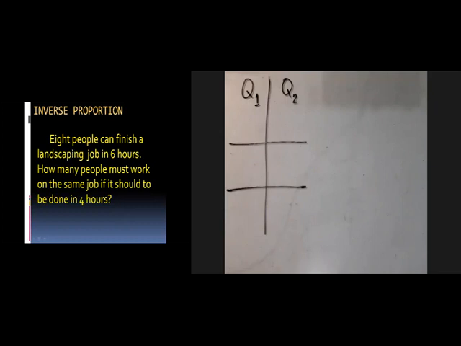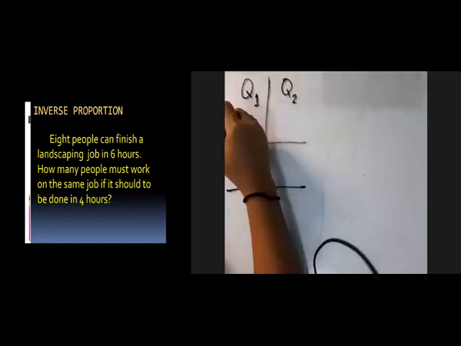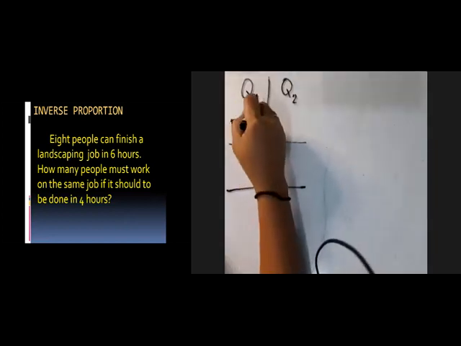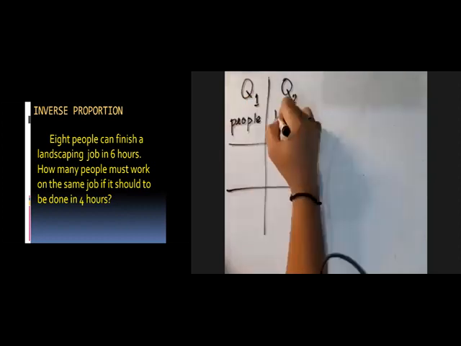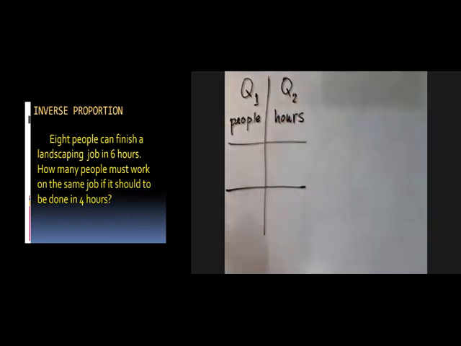So we have people and hours. So yun ang magiging label ng ating quantities. So let's write down here people or the number of persons and the number of hours. So ayun yan yung dalawang quantities natin. Now, let's have the first sentence. 8 people can finish a landscaping job in 6 hours.